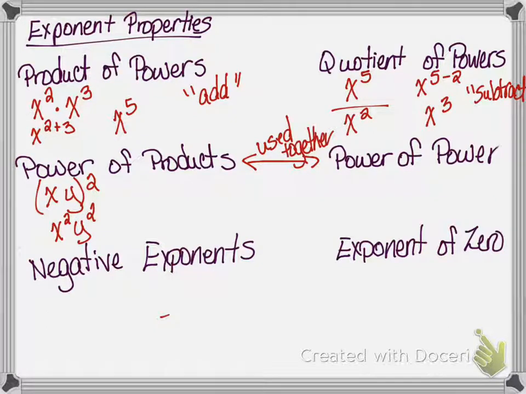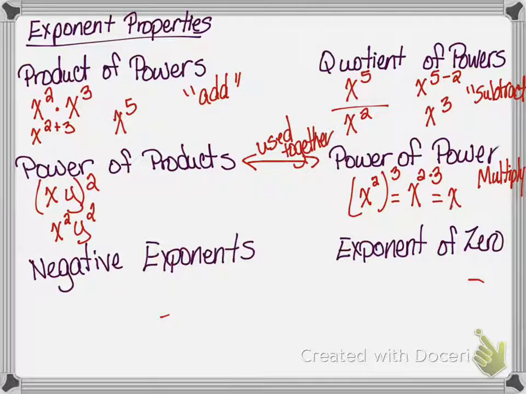Now, a power of a power is when I have a power raised to another power. Here, I multiply. So I have x to the 2 times 3. That gives me x to the 6th.